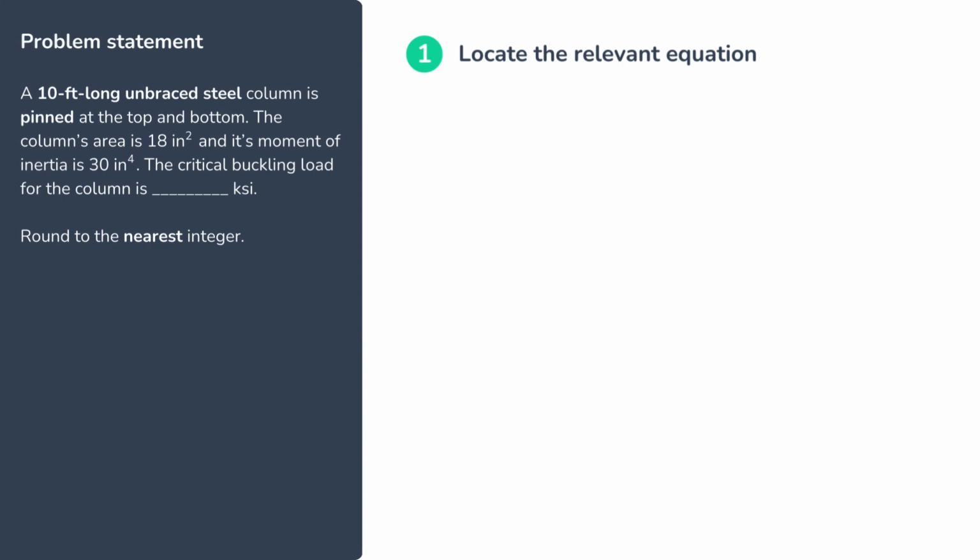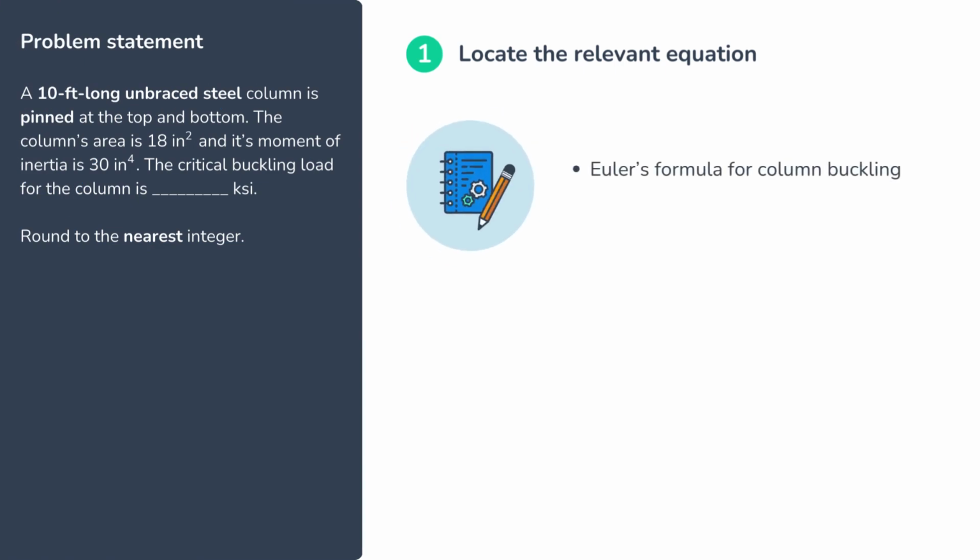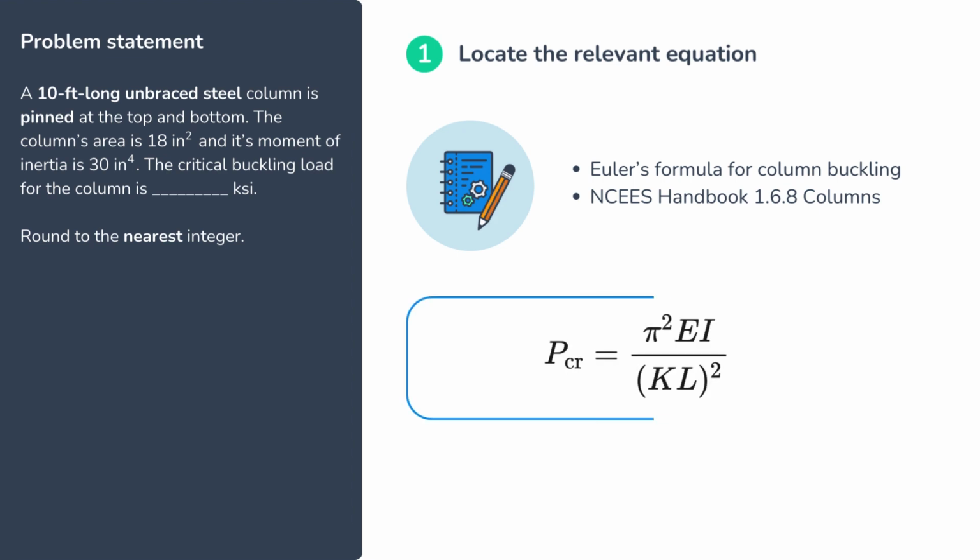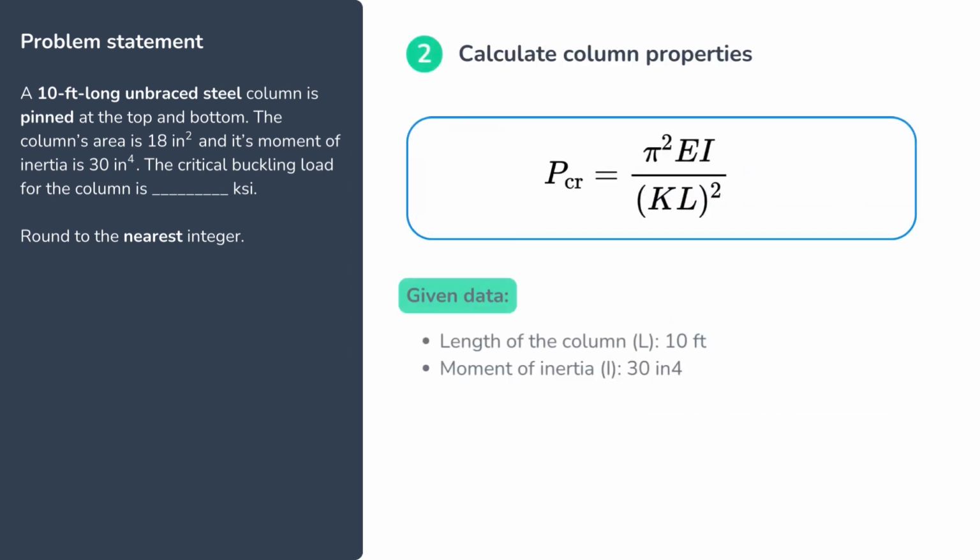To solve this, we'll use Euler's formula for column buckling. This formula is a fundamental tool in our field, and it's found in the NCEES handbook under the section on columns. The formula states that the critical buckling load is equal to the square of pi multiplied by the modulus of elasticity of the material and the moment of inertia of the column's cross-section. This product is then divided by the square of the product of the effective length factor and the length of the column. Let's look at the given data.